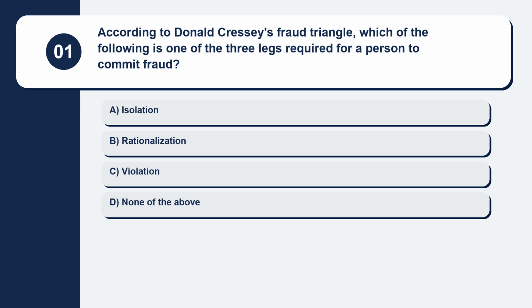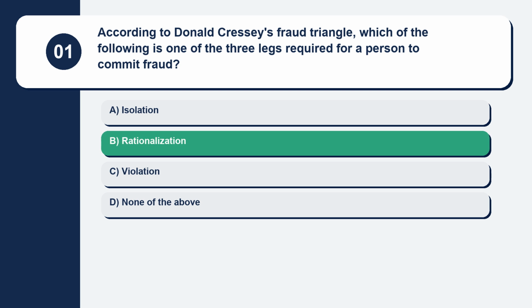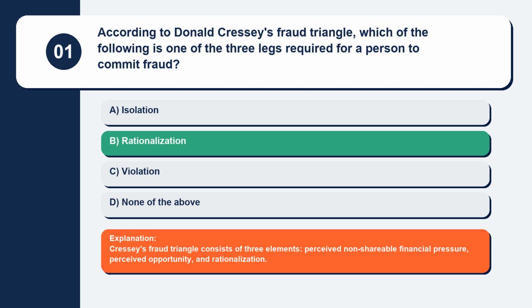Question 1. According to Donald Cressey's fraud triangle, which of the following is one of the three legs required for a person to commit fraud? Isolation, rationalization, violation, none of the above. Cressey's fraud triangle consists of three elements: perceived non-shareable financial pressure, perceived opportunity, and rationalization.